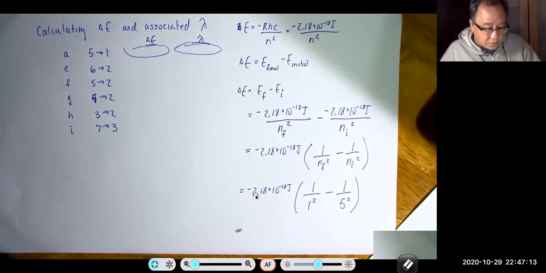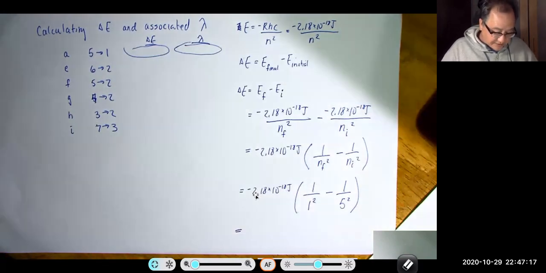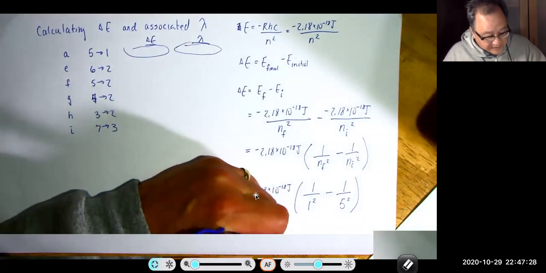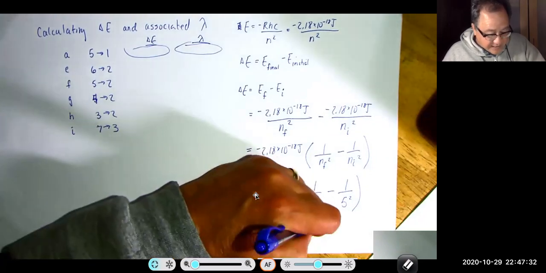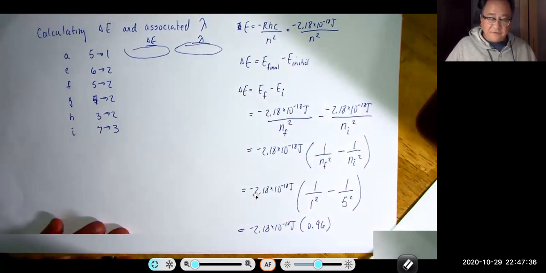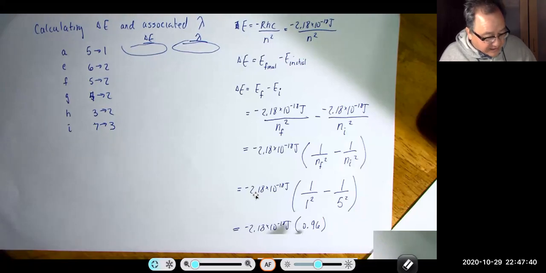I'm first going to do 1 over 1 squared minus 1 over 5 squared. So basically that's 1 minus 1 divided by 25. And I get minus 2.18 times 10 to the minus 18 joules times 0.96. Now that seems about right, right? 1 minus 1/25 is 0.96. Okay, now I'm going to multiply that times this.